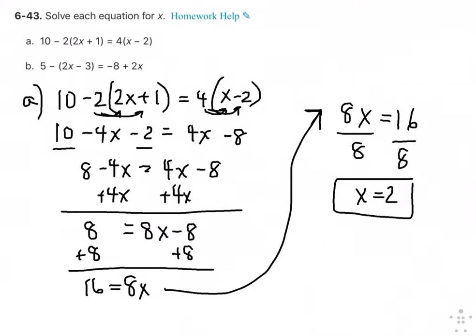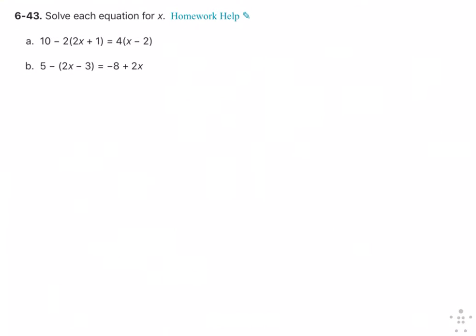Okay, let's do B. Let me make space. B, the equation is written right there. I'm going to distribute. The biggest mistake people make is they don't distribute that negative in. It's really a negative 1 getting multiplied. So it becomes 5 minus 2x, and then minus a negative is plus 3, right, equals negative 8 plus 2x.